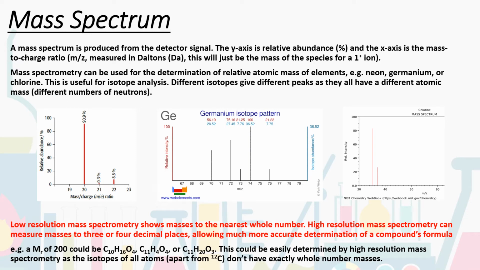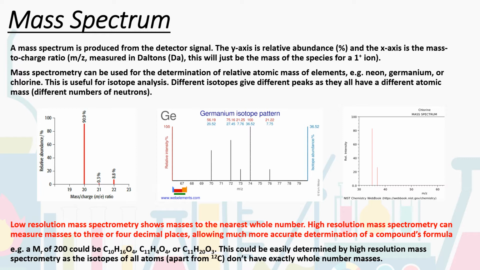So this mass spectrum is produced from the detector signal. On the y-axis, we have something called relative abundance, essentially how much of that particular ion there is. And on the x-axis is the mass to charge ratio, sometimes called m/z, so m being mass, z being charge. So it's the mass to charge ratio, and often it's measured in something called Daltons.